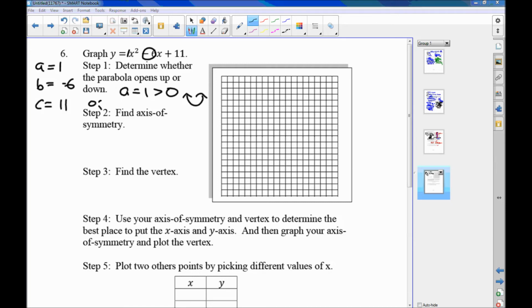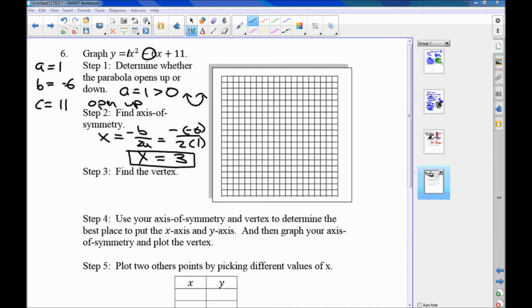Okay, so opens up. Find the axis of symmetry. Our formula for axis of symmetry is x equals negative b over 2a. And in this case, remember our b was negative 6, so that's negative 6 over 2 times 1. So that's 6 divided by 2, or 3. So our axis of symmetry is x equal to 3.